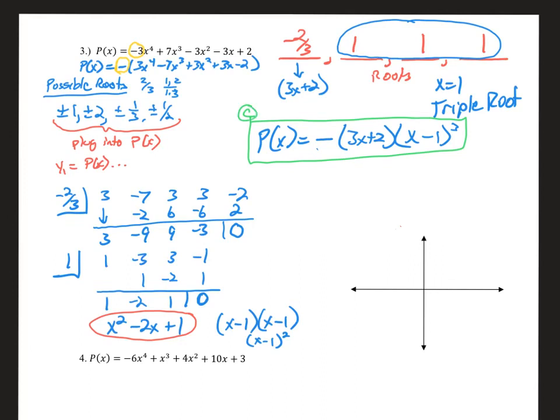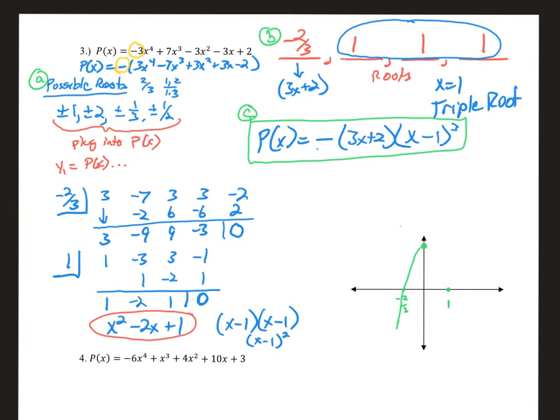All right, so that's part C. Here are my roots, that's part B. My possible roots, that's part A. And now I just have to graph this. I'm going to put a point at x equals 1 and negative 2/3. This is a negative quartic, so it's going to be down and down. And oh, our y-intercept is 2. Let's put that in there.